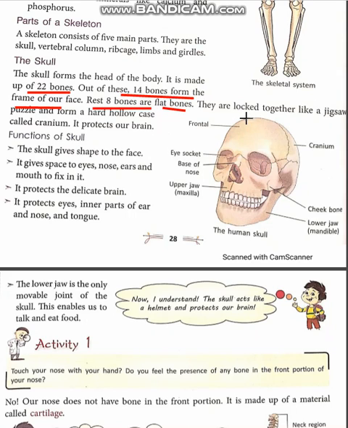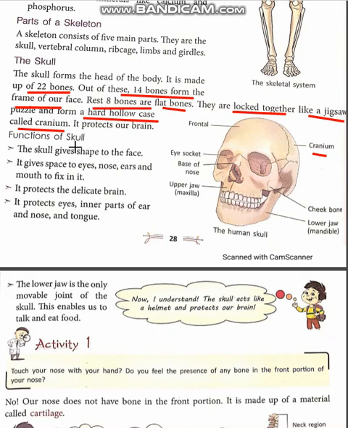Look at the upper part of the skull. This consists of flat bones. They are locked together like a jigsaw puzzle and form a hard hollow case called the cranium. Look here, the word is written. It protects our brain. So this becomes the outer case that protects the brain from inside. So our skull protects the brain.